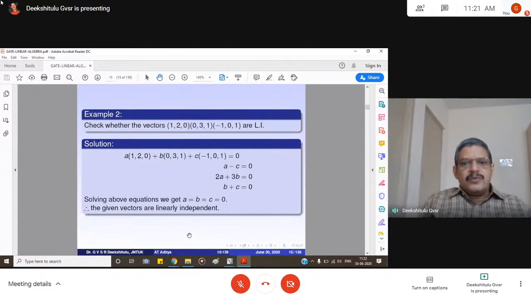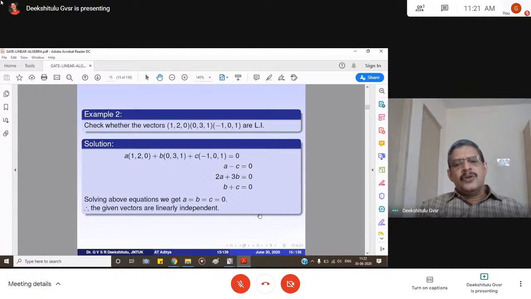Check whether the vectors (1, 2, 0), (0, 3, 1), (minus 1, 1, 0) are linearly dependent. You can approach either way, this equation method or maybe determinant. So a into (1, 2, 0), b into (0, 3, 1), c into (minus 1, 1, 0) is equal to 0. So a plus 0b minus c, that is a minus c is equal to 0, a is equal to c. Second element 2a plus 3b plus c is equal to 0. Last row, b is equal to 0. A is equal to c.